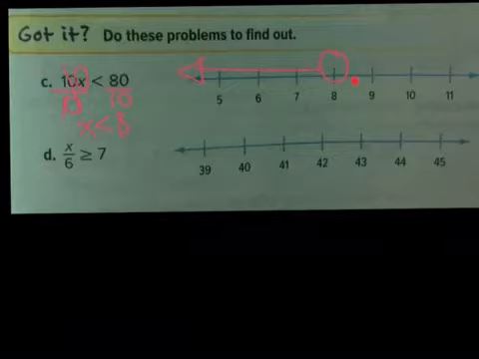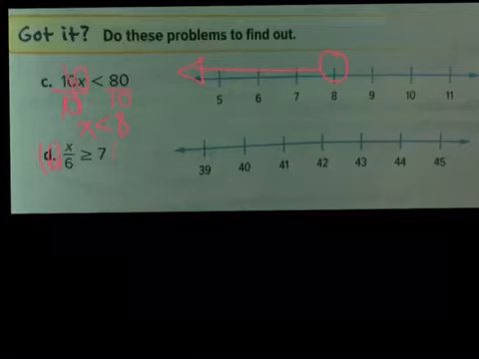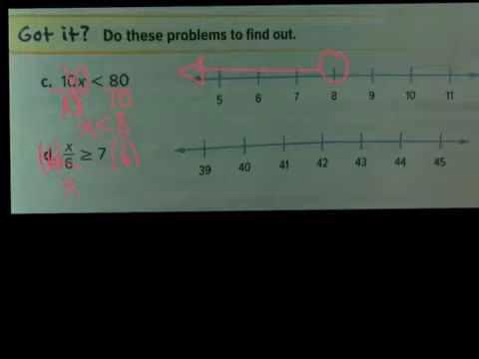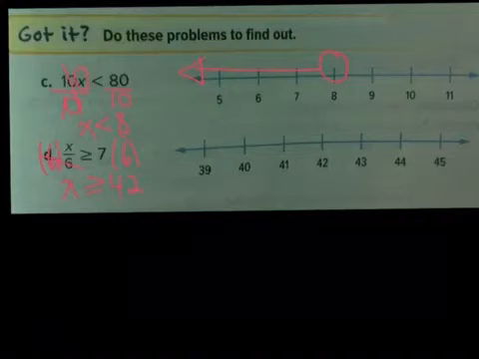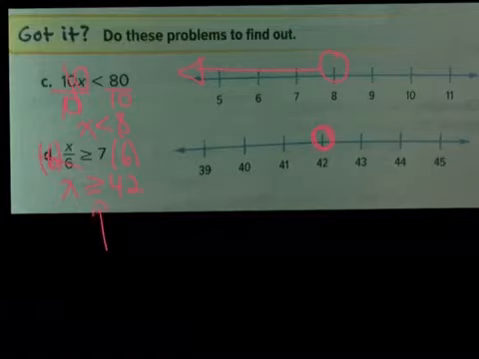I don't color it in because it's not equal to 8, it's just less than 8. Okay. Over here I have multiplication, so I'm going to multiply both sides by 6. This is gone. I have x is greater than or equal to 7 times 6, which is 42. So I'm going to put my 42 there, but remember, it's also equal to it, so I can color it in. I'm going to go right ahead and color it in.